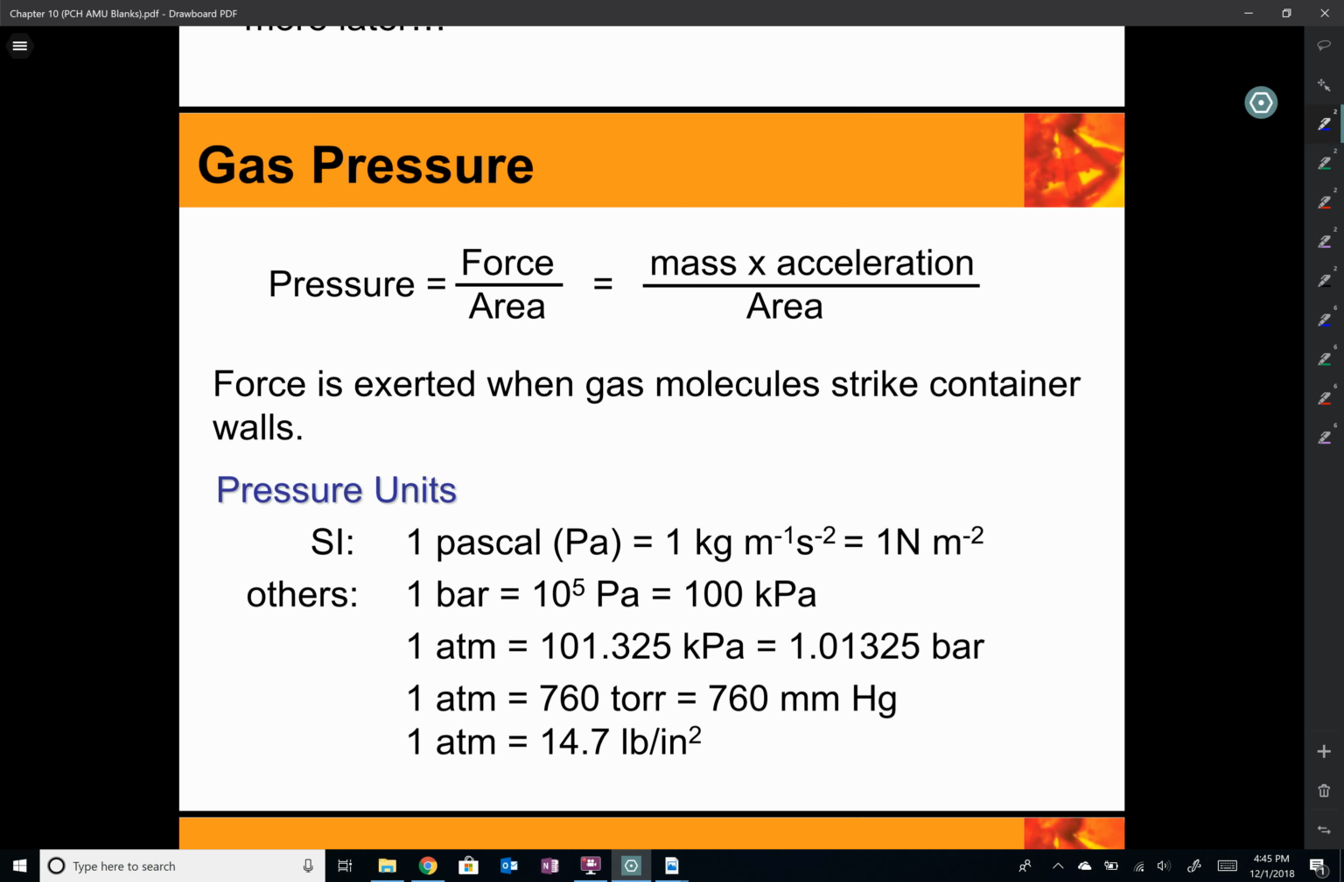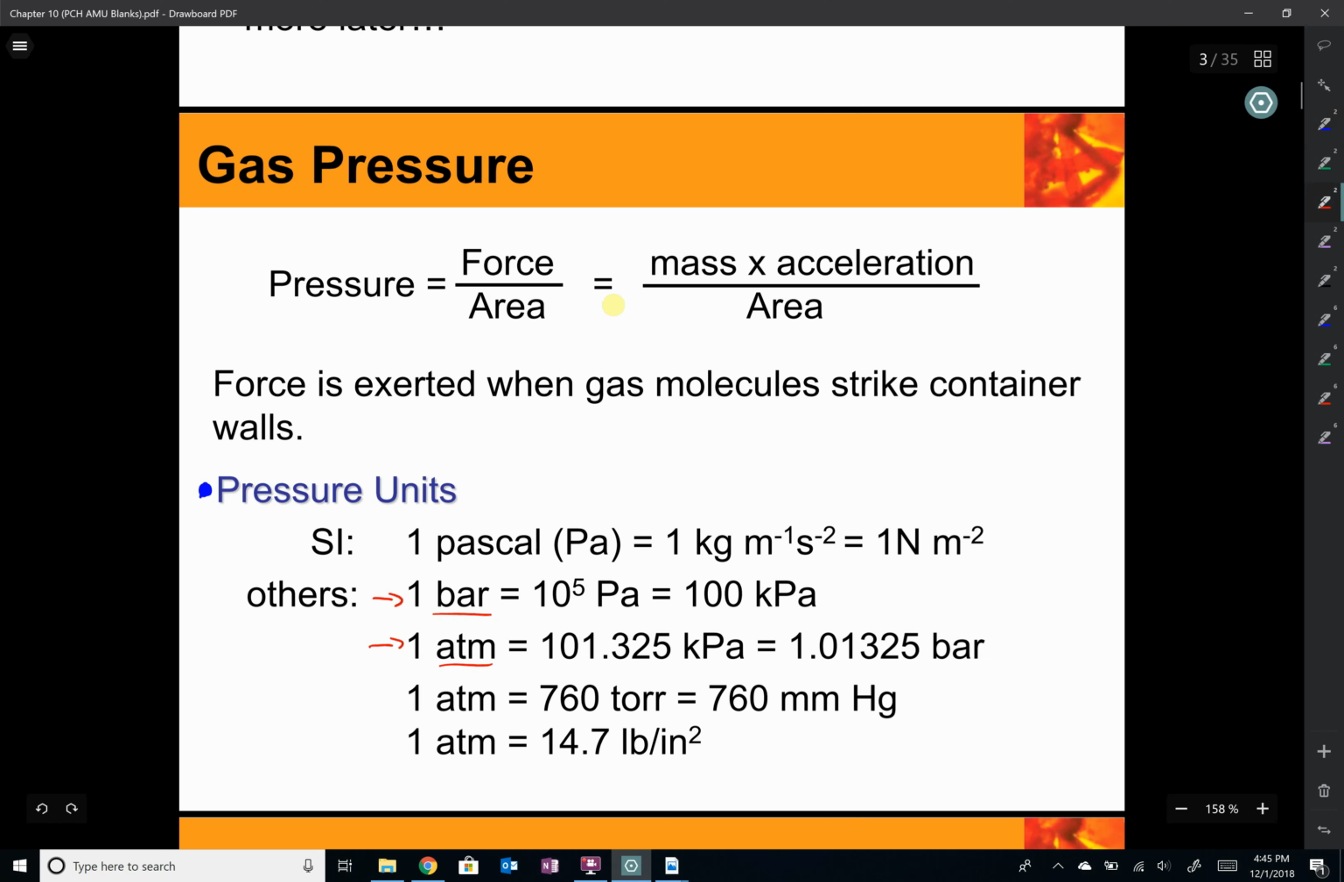Now, what is immediately relevant to us are the units that we will see. Right, if you look down here, you see there's quite a few different units for pressure. Most commonly, we're probably going to be dealing with bars and atmospheres, right? But there are a couple other things.